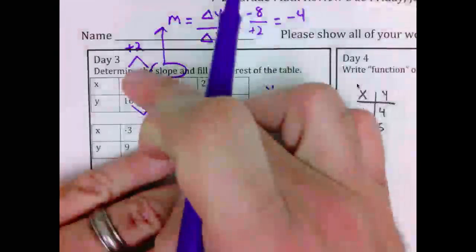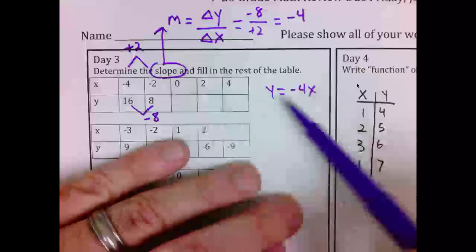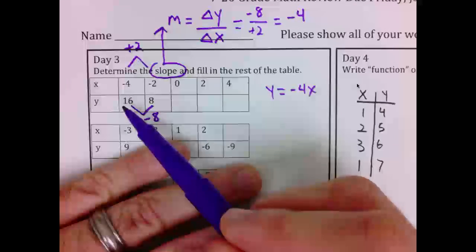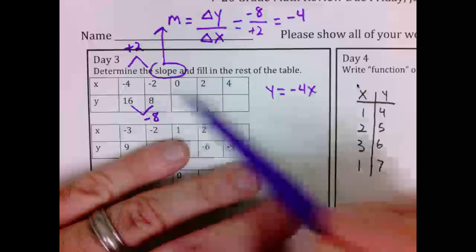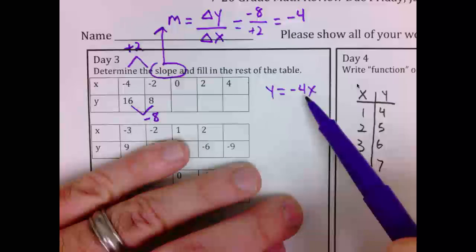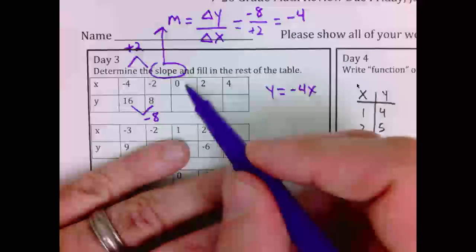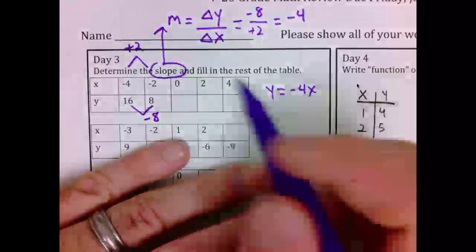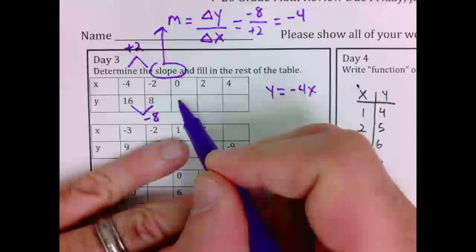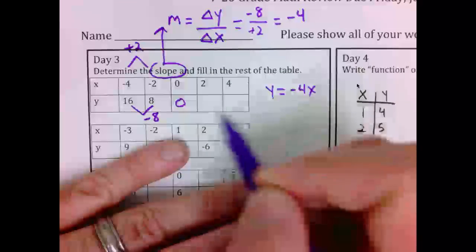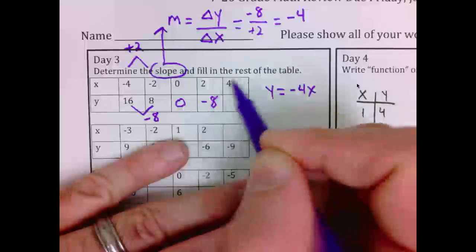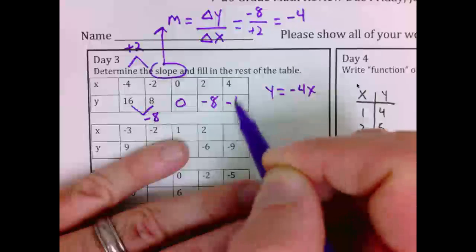If we take any of these x values and multiply by negative 4, we will get the y's, and you will see that. Substituting negative 4. Negative 4 times negative 4 is a positive 16. Substituting negative 2. Negative 2 times negative 4 is a positive 8. So to get from any x to y, we simply multiply by negative 4. 0 times negative 4 would be 0. 2 times negative 4 would be negative 8. 4 times negative 4 will be negative 16.